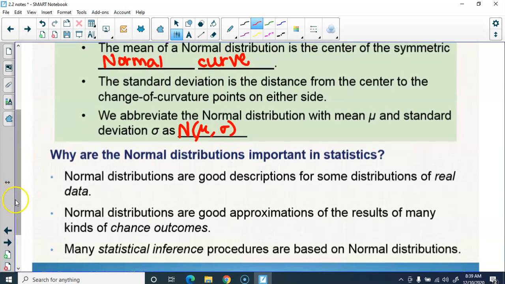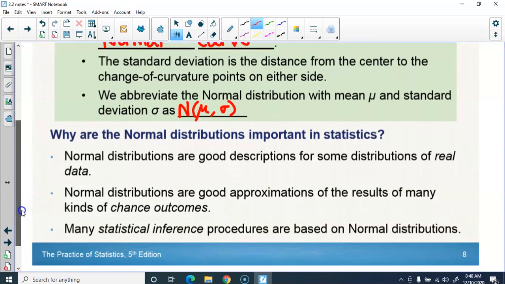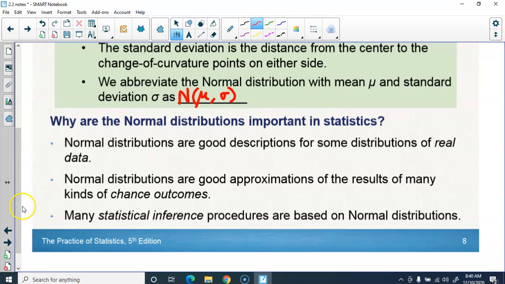They are good descriptions for some distributions of real data, like the one we just showed with the 847 fourth grade students. Standardized testing tends to follow a normal curve. A lot of things follow normal curves, so they're very relevant for us as statistics is going to be talking about real-life situations. Normal distributions are good approximations of the results of many kinds of chance outcomes, and many statistical inference procedures are based on normal distributions, so they are obviously quite important.